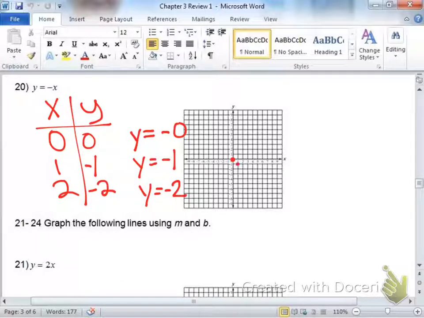So graph 0, 0, then 1, -1, so right 1 down 1, right 2 down 2, connect, arrows.